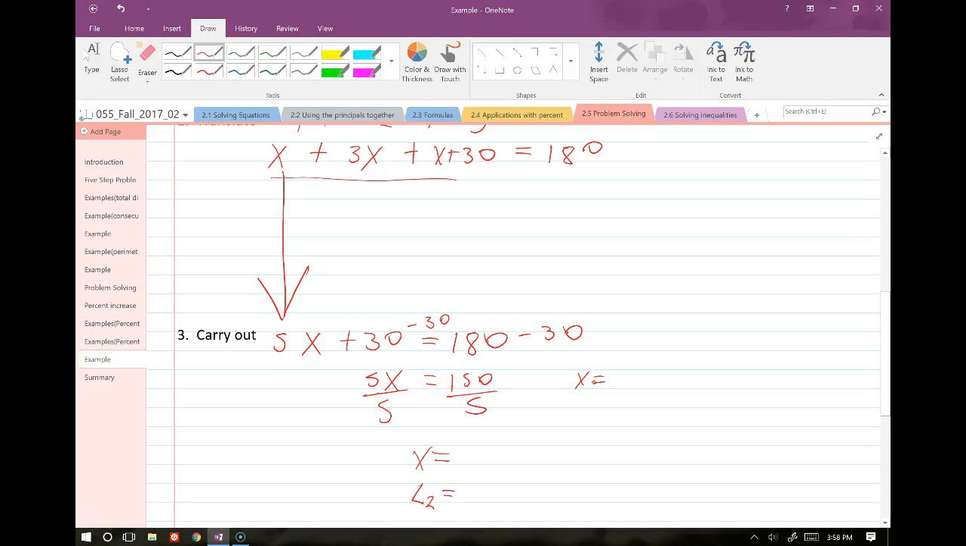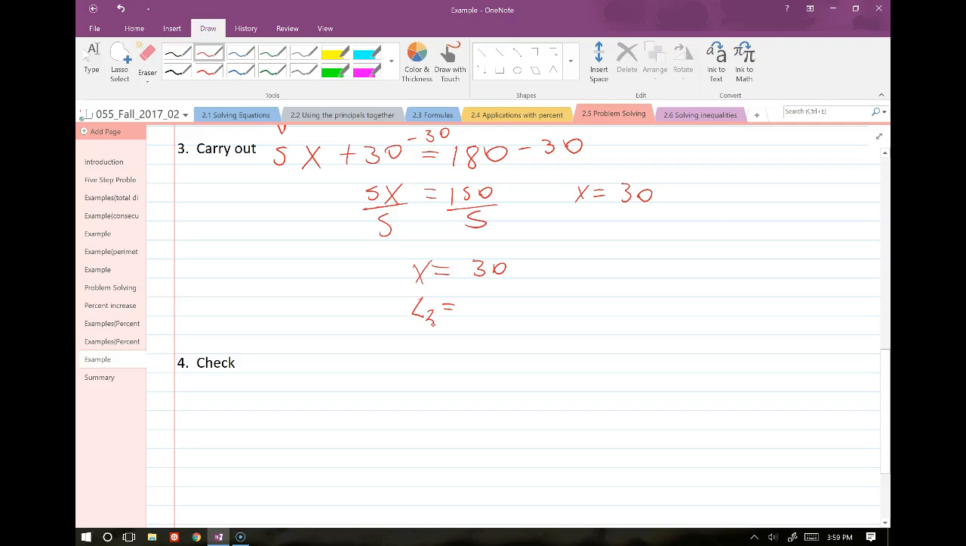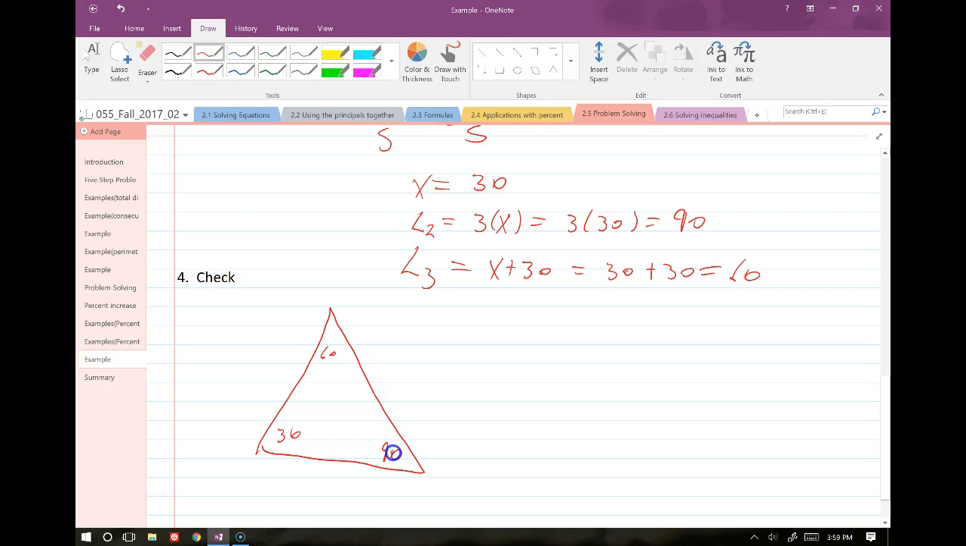All right, so this is equal to 20. This is equal to 30, right? So angle 2 is equal to 3 times angle 1, which is equal to 3 times 30, which is equal to 90. And then angle 3 is angle 1 plus 30, so x plus 30, which is 30 plus 30 equal to 60. So we have a triangle with 30, 60, and 90 degrees.